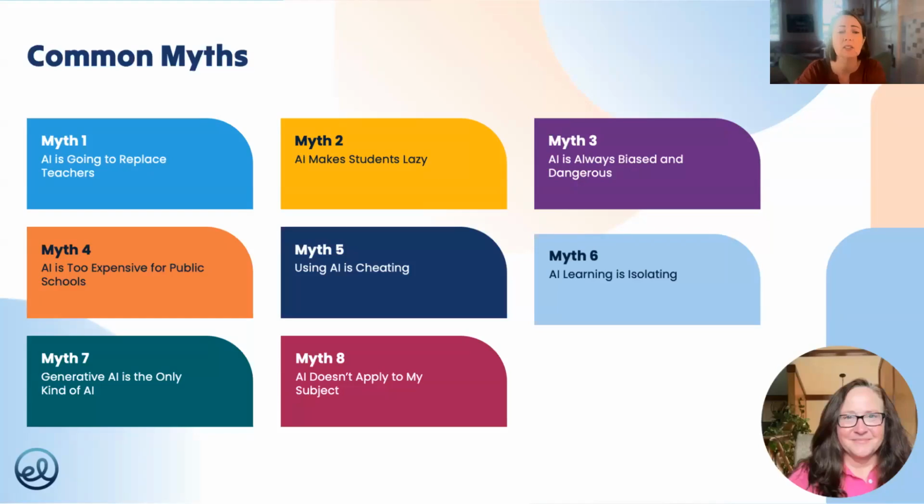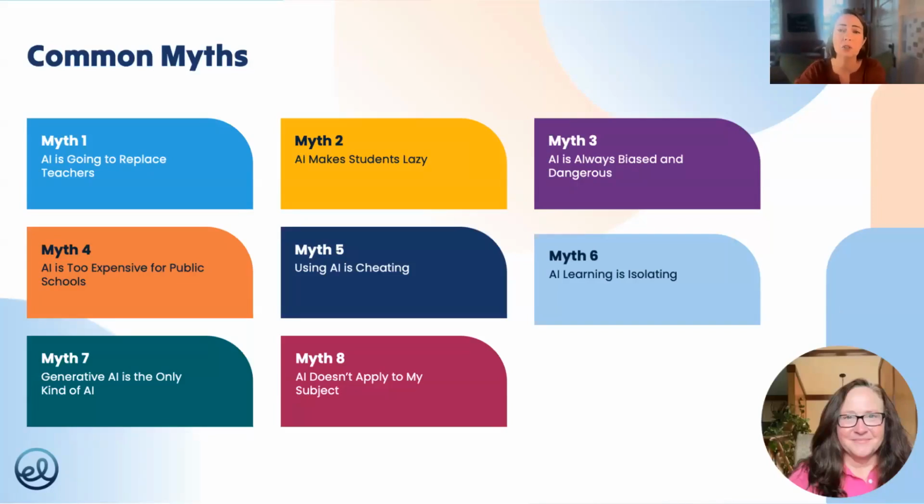Myth three, AI is always biased and dangerous. It can reflect bias, but that's not the issue. It's the training data and the design decisions behind the tool. That's why we need informed educators and developers who prioritize ethics and inclusivity. Teach students to spot and question bias in AI tools. It's a skill they're going to need in college and the workplace beyond, to look for bias. AI is only as fair as the data it's trained on. So think of AI again as a tool. We don't ban microscopes because someone misuses one. We teach them to use it responsibly.